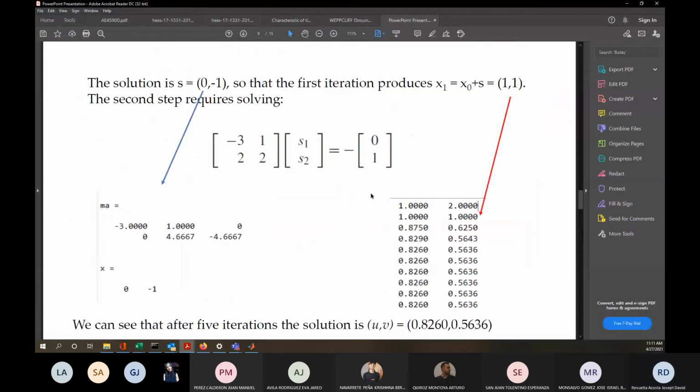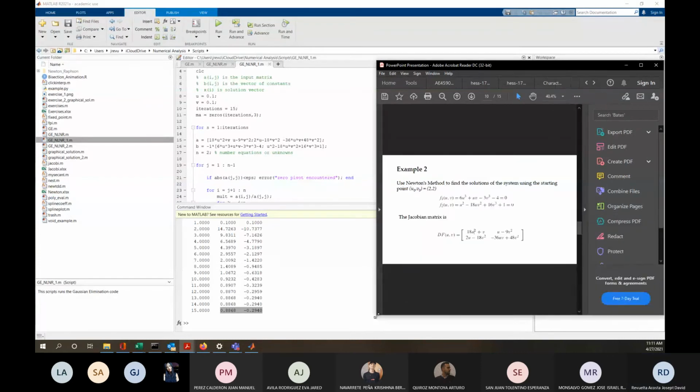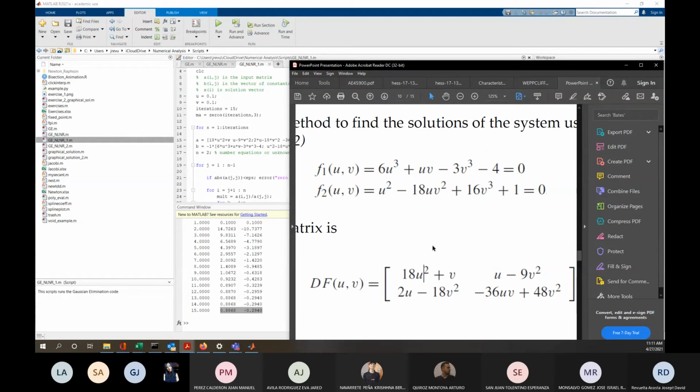La ecuación original está aquí. Sustituyen esos valores. Profe, la primera me dio punto 15. Bueno, menos punto 15. A ver, la segunda.